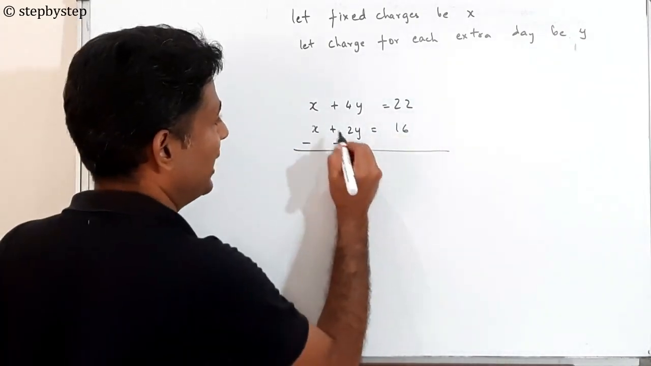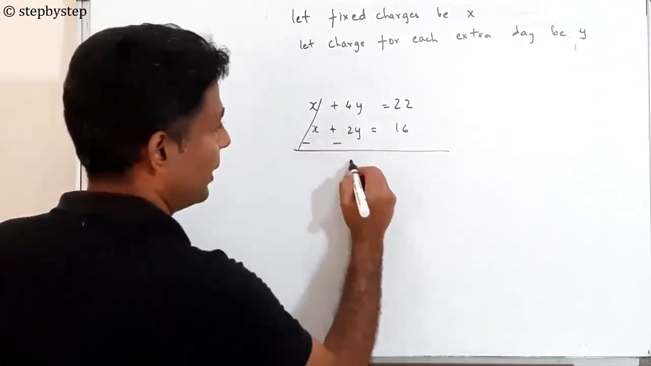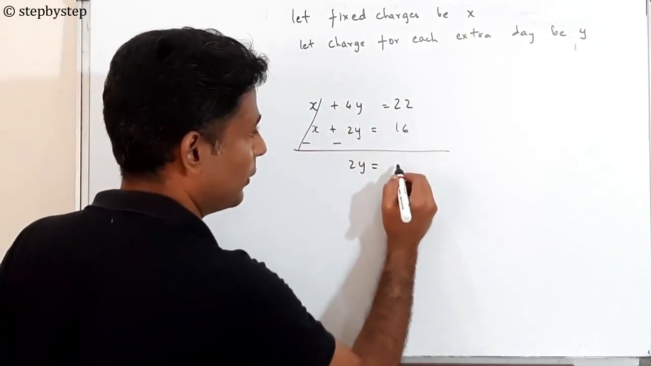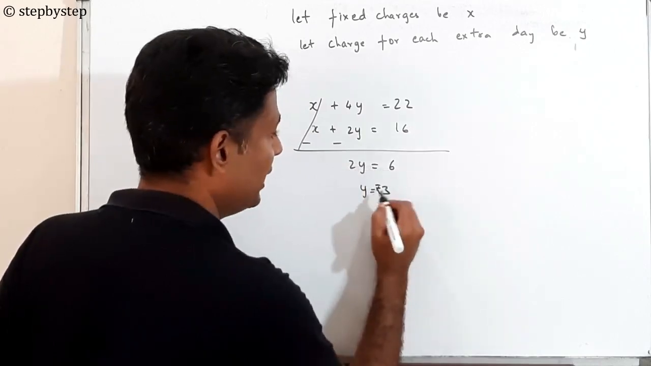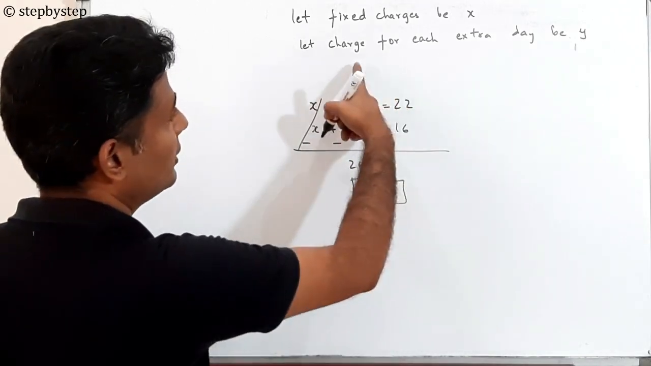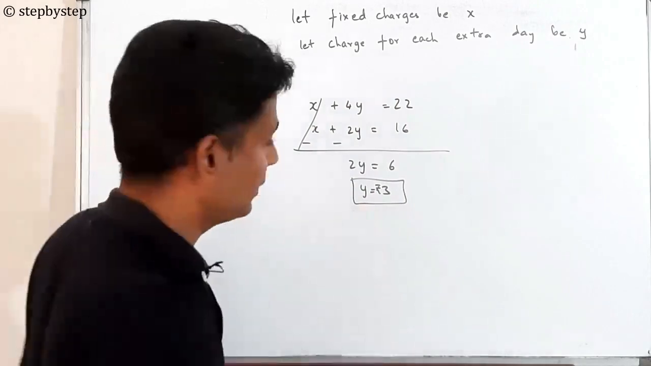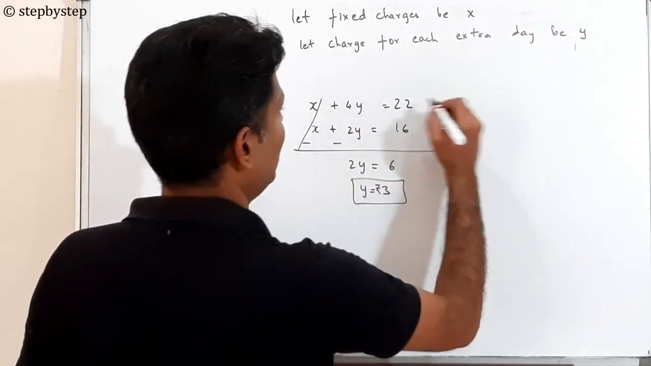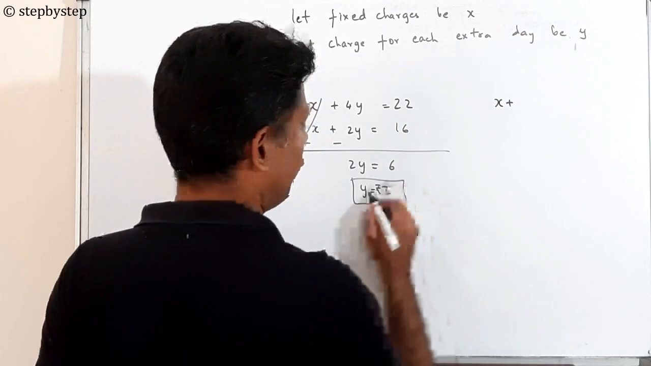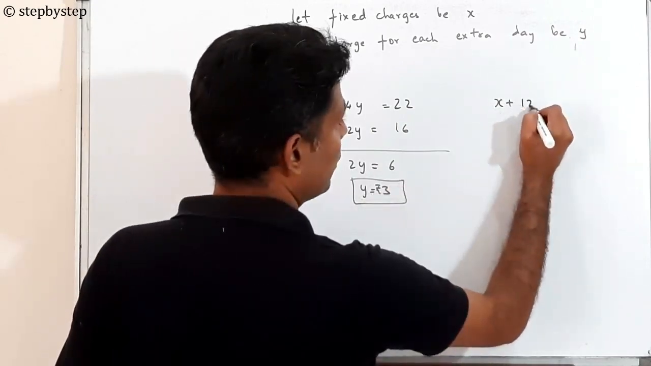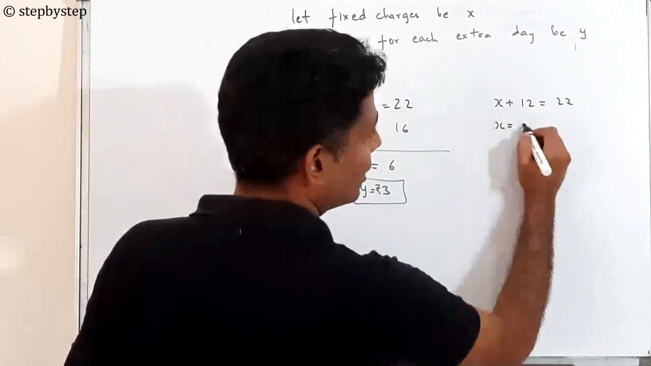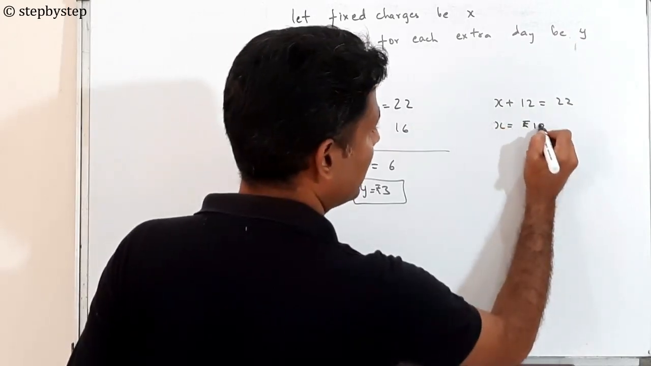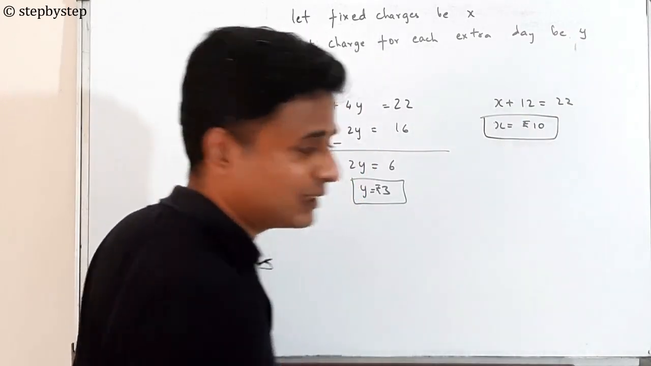Subtracting, x cancels. 4 minus 2, 2y equal to 22 minus 16, 6. So y is equal to 6 by 2, that is rupees 3. So his charge for each extra day is rupees 3. Now using one of these, I will use the first one, x plus 4y, that is 4 into 3, 12, equal to 22. So x equal to 22 minus 12, that is rupees 10. So the fixed charge for 2 days is rupees 10.